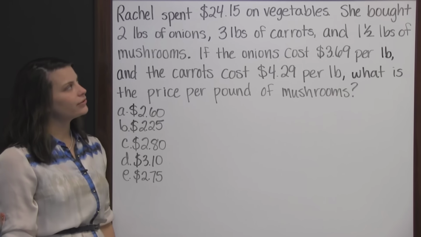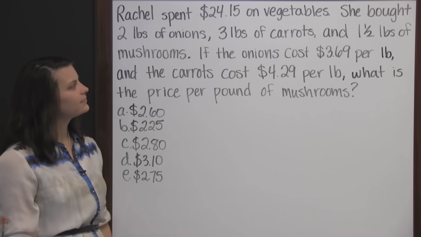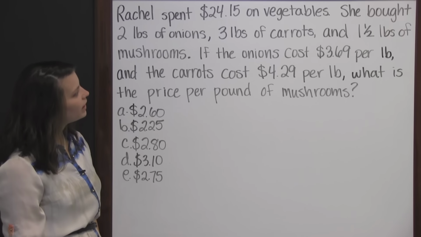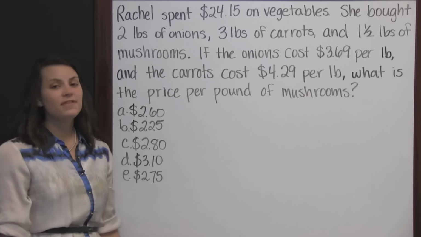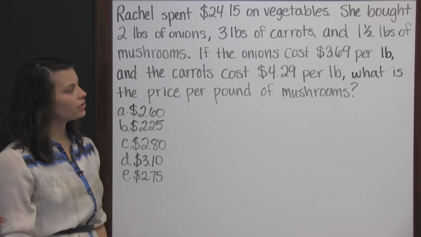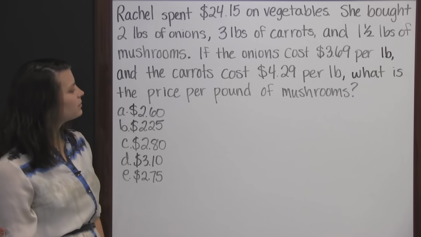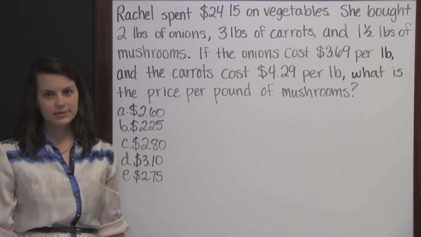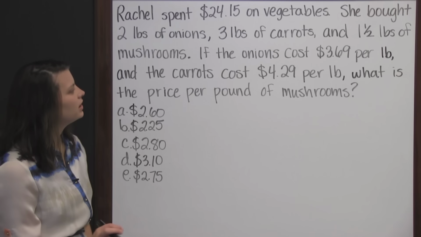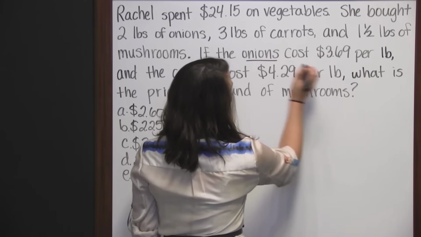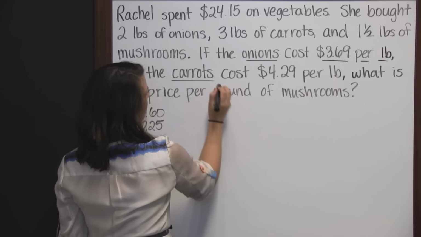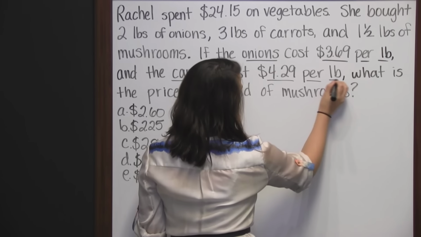Rachel spent $24.15 on vegetables. She bought 2 pounds of onions, 3 pounds of carrots, and 1.5 pounds of mushrooms. If the onions cost $3.69 per pound and the carrots cost $4.29 per pound, what is the price per pound of mushrooms? So first, I want to figure out how much money was spent on the onions that were $3.69 per pound, and how much was spent on the carrots that were $4.29 per pound.